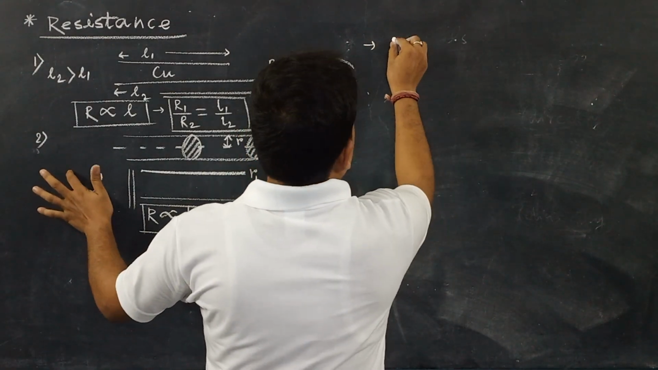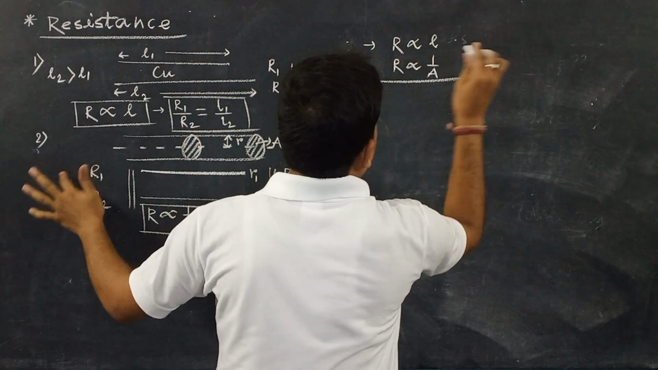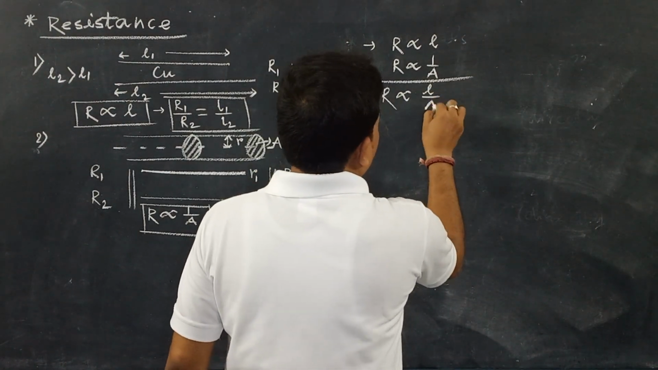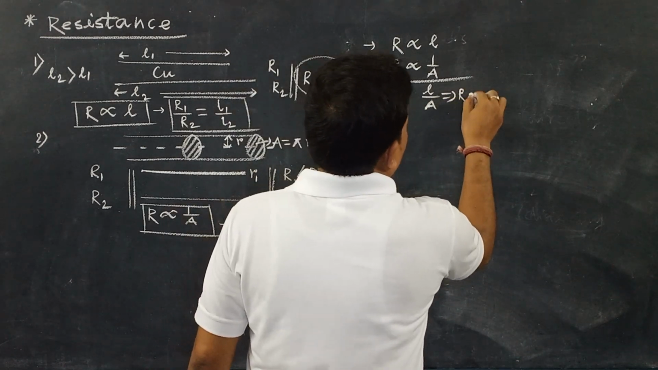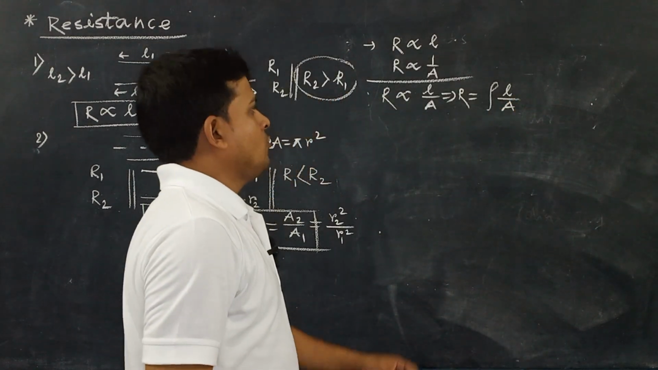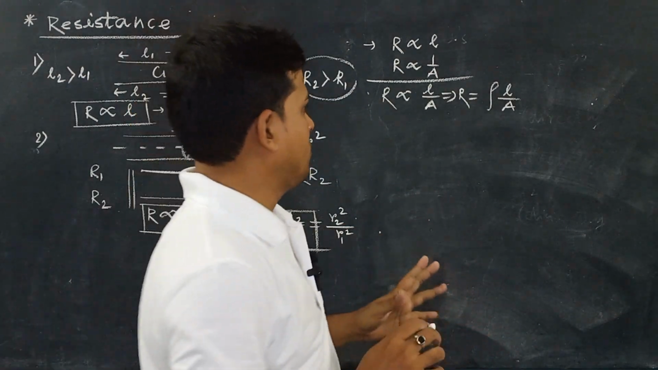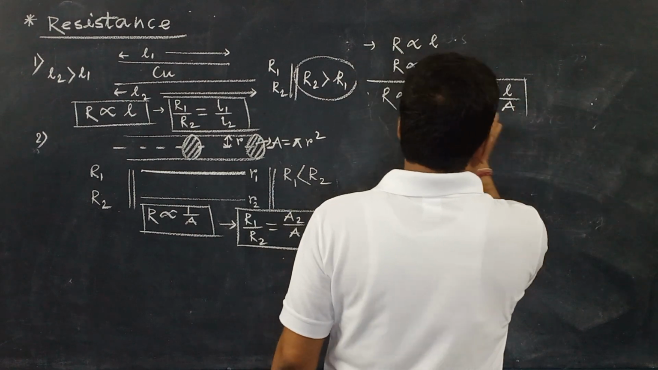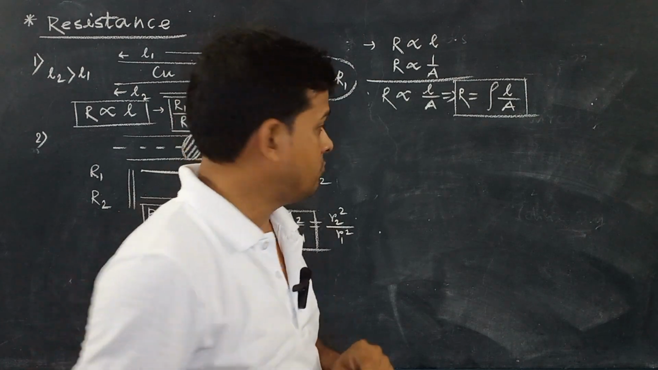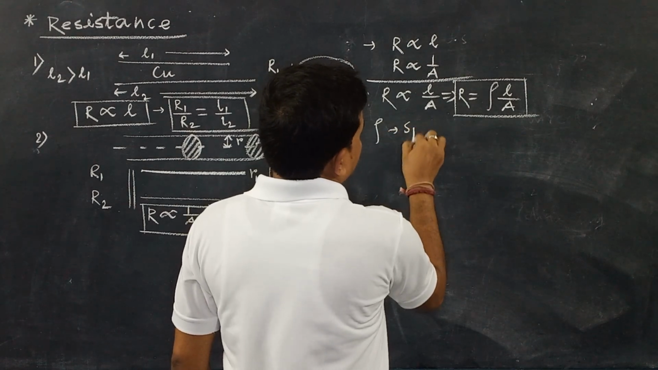So from these two relations we can write R proportional to L and R proportional to 1 by A. Mathematically, when L and A both vary, we can write R equals L by A, or R equals rho L by A. A proportionality constant should be introduced if we use the equal sign instead of the proportional sign between the standard relation of some physical quantities. So this rho is the specific resistance or the resistivity of the material. This is very important for your board exam. Rho is called the specific resistance.